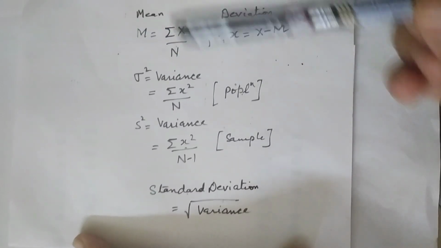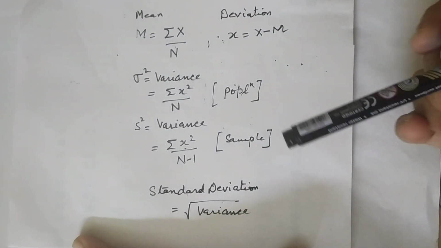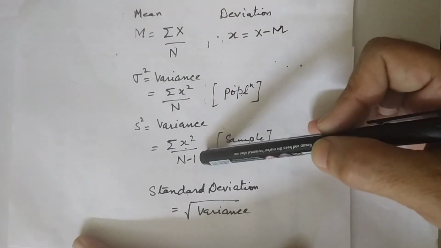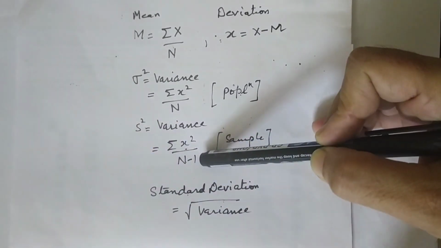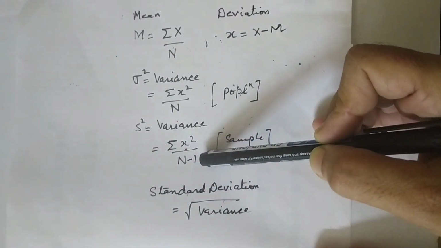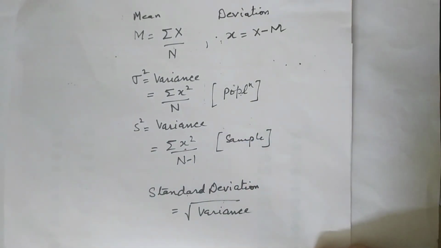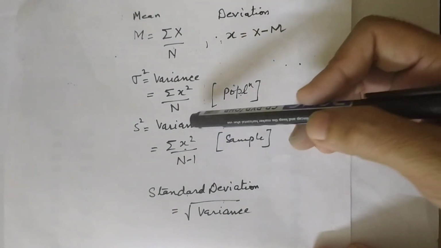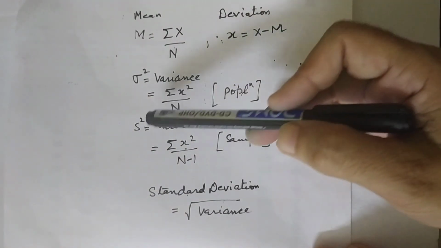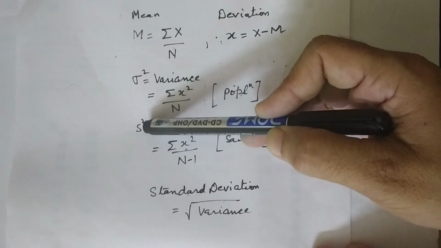When we have to calculate the variance for the small sample, then instead of n, we have n minus 1, because this gives you a more accurate idea of how spread out the actual population is based on the sample. And variance of the sample is denoted by small s square, right?